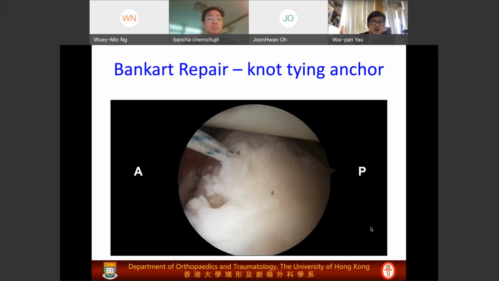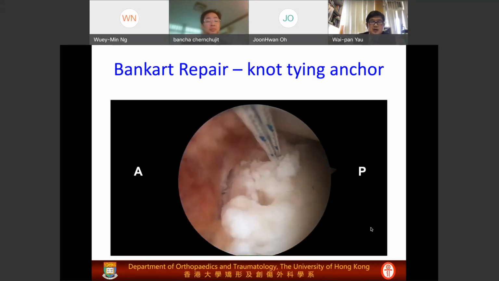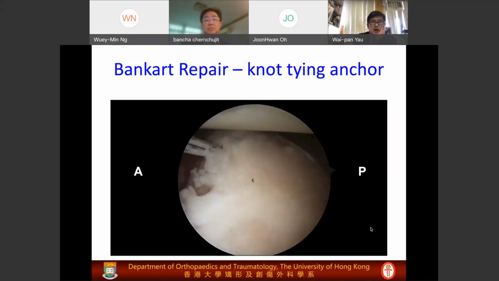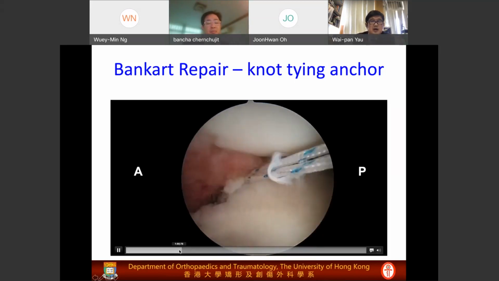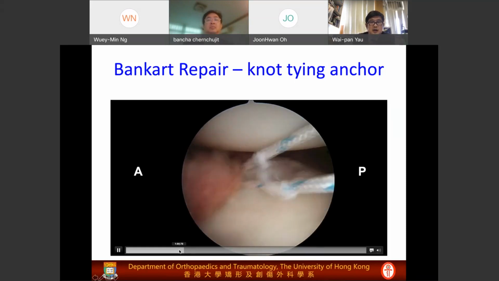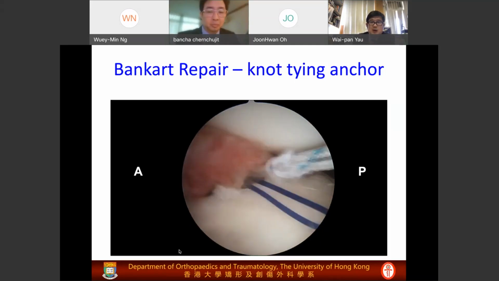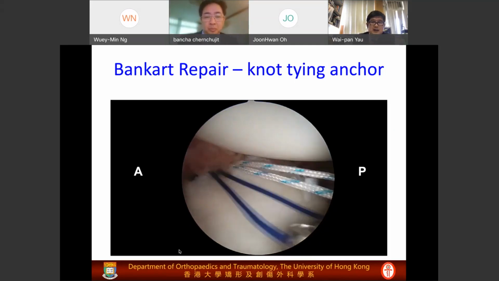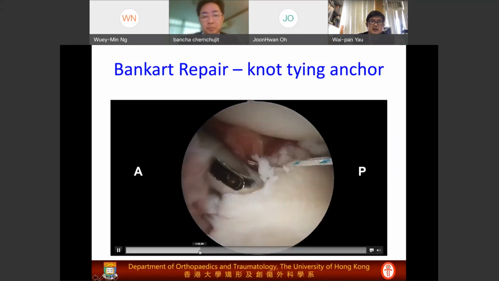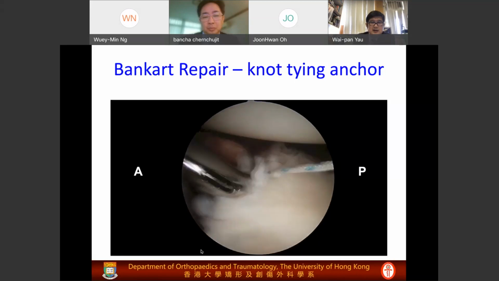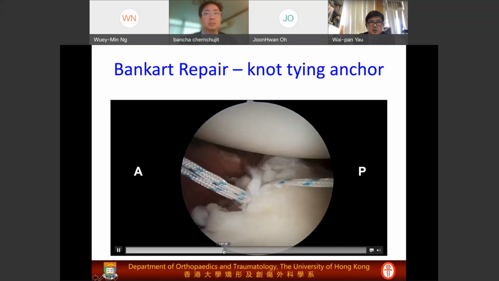facilitate further arrangement. So in the old days, after this step, I would pass the suture hook going through below the labral lesion, and then relay one of the suture limbs to the anterior part. And then the step is repeated for the second, the 4 o'clock anchor, and then the 3 o'clock anchor, just like what you are seeing here.